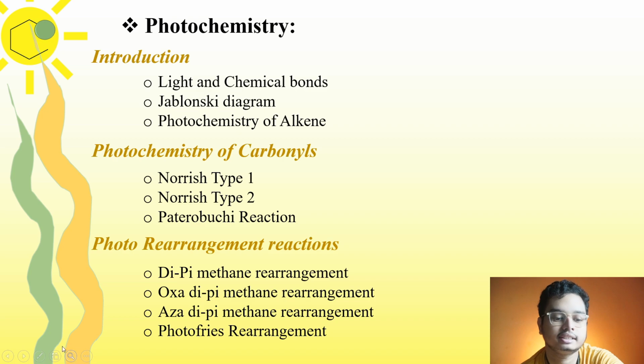Next, the next segment is the photochemistry of carbonyls. And this particular segment is very important from your exam point of view, because mostly the questions come from this segment. Out of which we are talking about Norrish type 1 and Norrish type 2. These reactions are very important for any kind of competitive exam. Also, we are talking about Paterno-Büchi reactions.